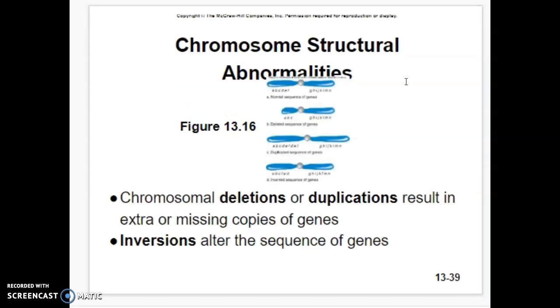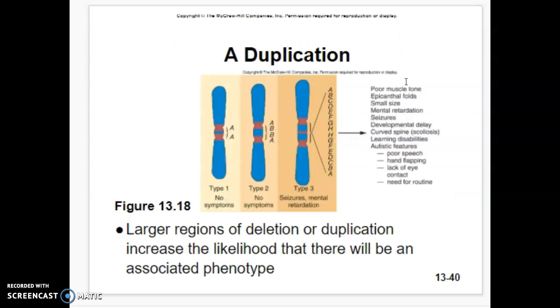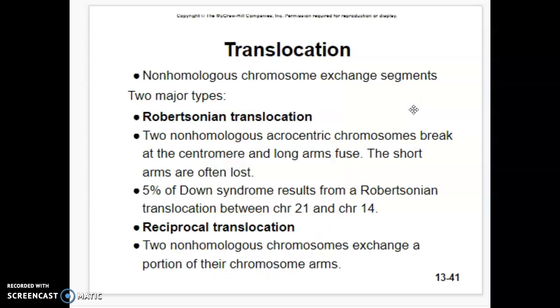There are some other structural abnormalities. Things get deleted and stuff. We're not going to go too much into that. Sometimes a duplication like this happens. More genes, and the more extra things you have, more problems. Sometimes a piece of chromosome will move from one chromosome to another, as in Robertsonian translocation, 5% of Down syndrome. So basically, an extra piece of chromosome 21 is moved to chromosome 14. They'll just have 2 21s, but then they got that extra 21 over on a 14.